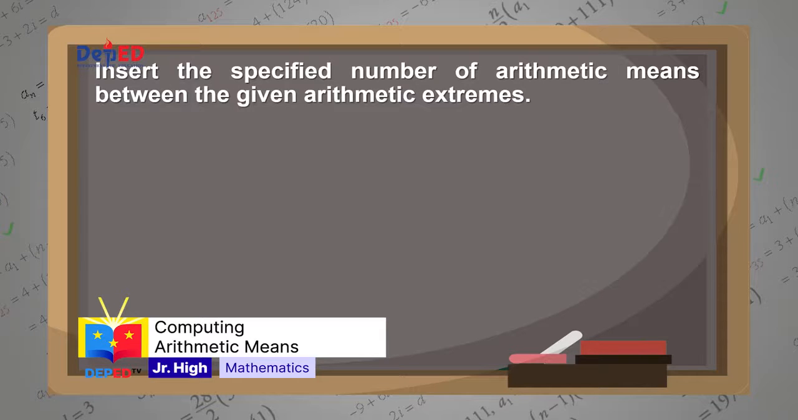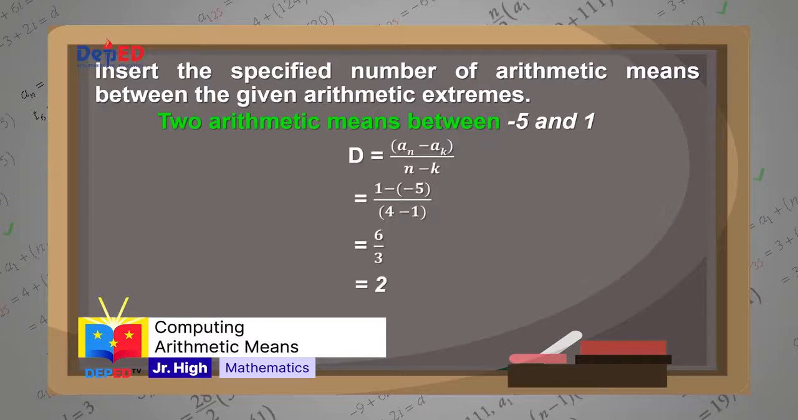Next problem. Insert the specified number of arithmetic means between the given arithmetic extremes. Insert 2 arithmetic means between -5 and 1. For this problem, we will use the formula in finding the difference, which is d is equal to a sub n minus a sub k over n minus k.